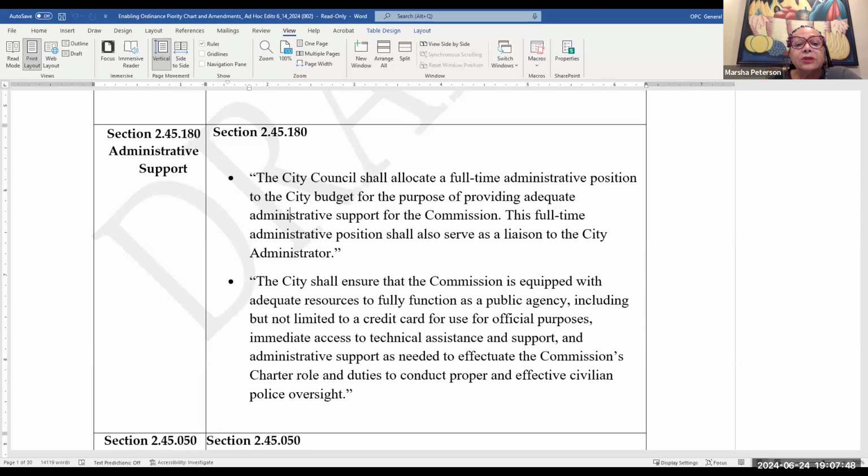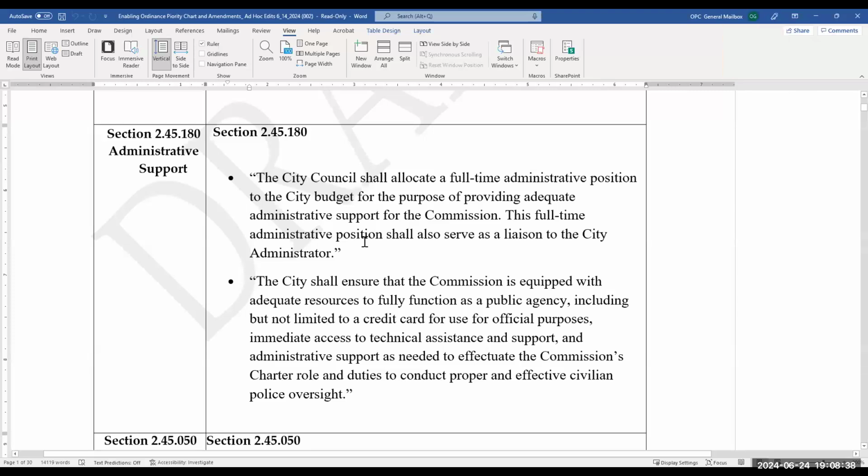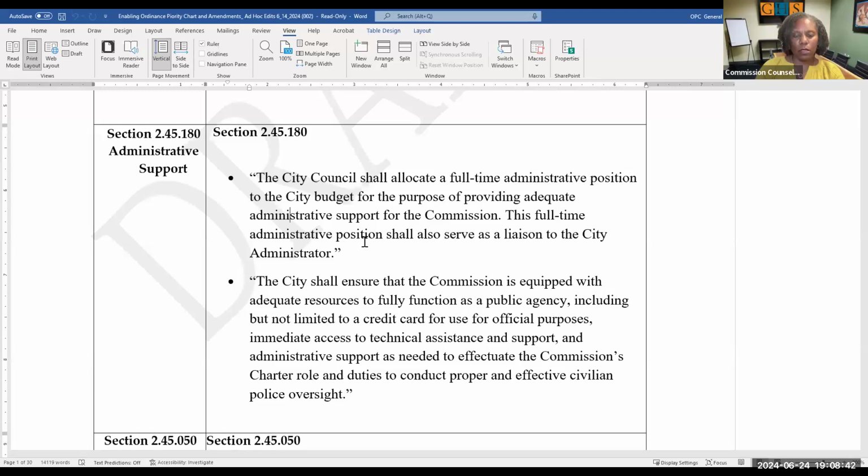So if anything, I would say including but not limited to a credit card for official use, immediate access to technical assistance and support. And in here you could say administrative support for budgetary purposes. Take out that whole first bullet and add it as one of the list of things we want down here in the second bullet. Yes, administrative support to the city for budget purposes. And that just means when we need it. We don't need a full-time person. Mm-hmm. And then would the remainder of that second paragraph come out, as needed to effectuate the commission's charter role, or do you want to keep that as well? You can keep that as well, because that's like a catch-all.